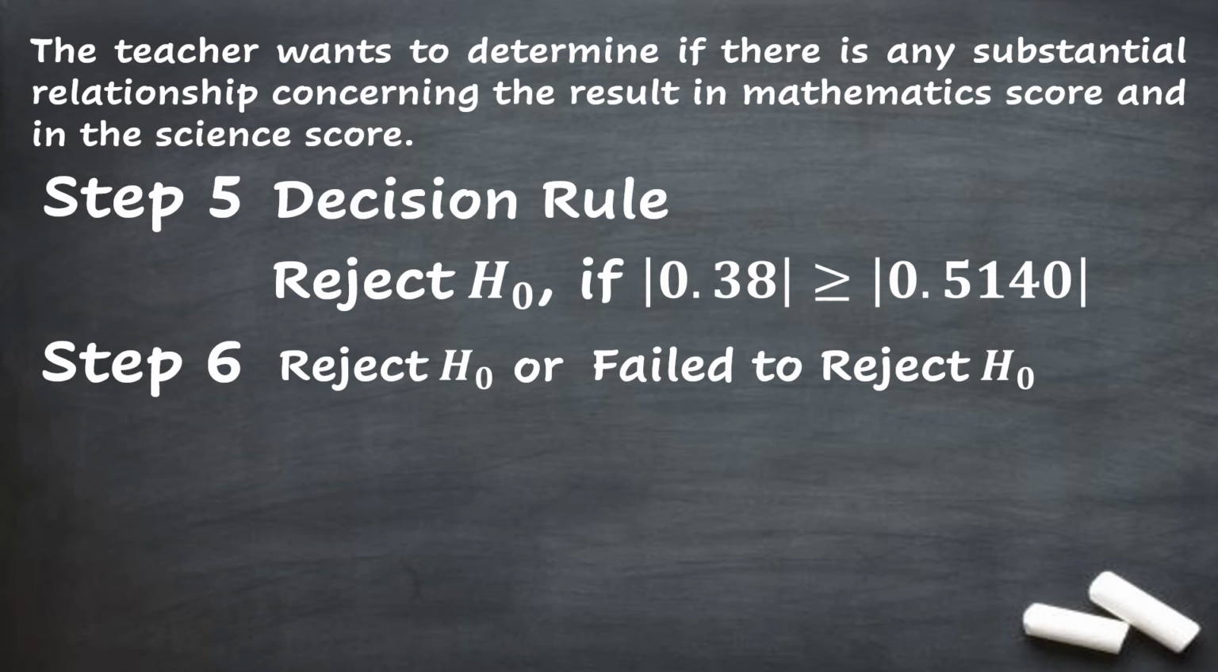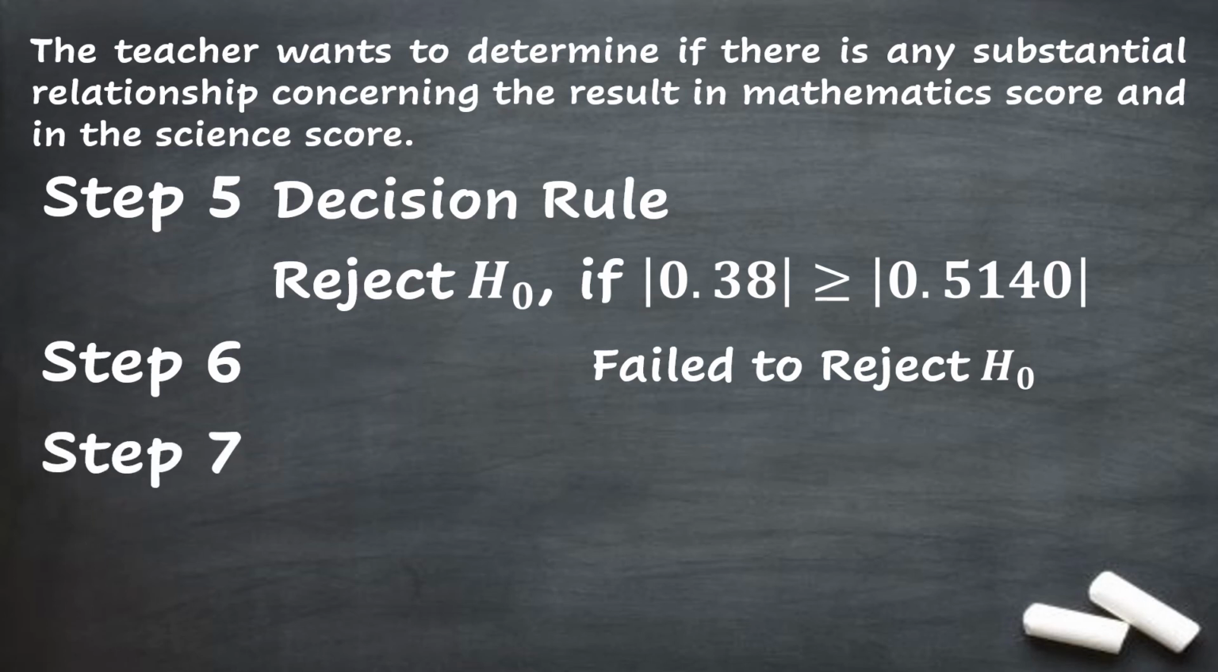To check whether we reject the null hypothesis or we fail to reject the null hypothesis, we have to go back to the mathematical statement in the decision rule and check if it is true or false. So going back, we have the absolute value of 0.38 is greater than or equal to the absolute value of 0.5140. Extracting the absolute values, we will have 0.38 is greater than 0.5140. So obviously po, 0.38 is not greater than 0.5140. So meaning to say we fail to reject the null hypothesis.